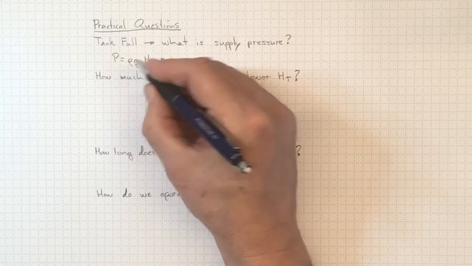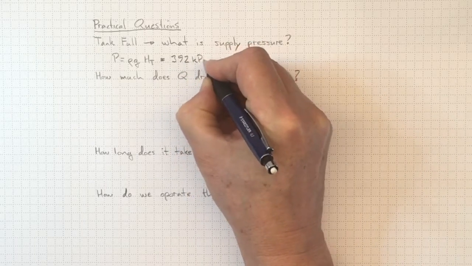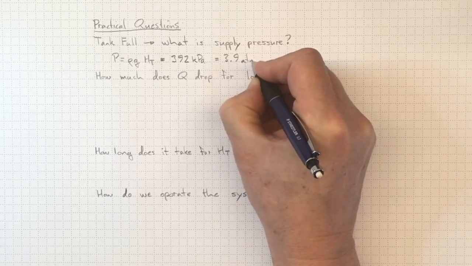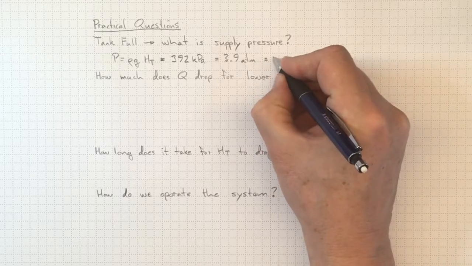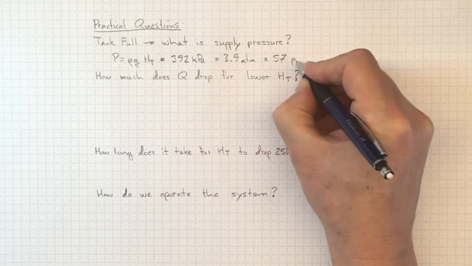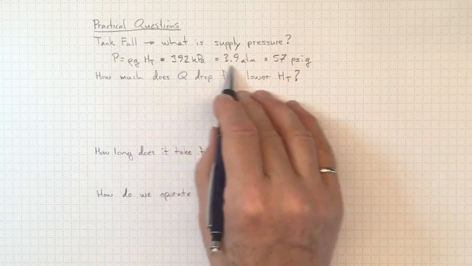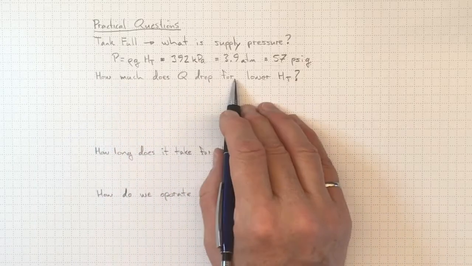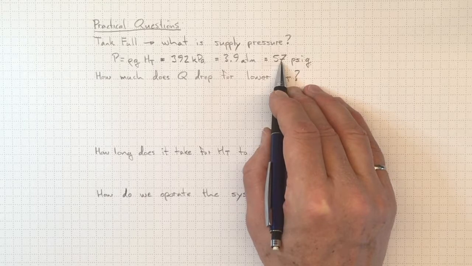And if I multiply that out, I'll get 392 kilopascals. That's about 3.9 atmospheres, so almost four times higher than atmospheric pressure, or in traditional units, 57 psi gauge pressure. So this is a typical sort of supply pressure that we might see arriving at our door in lots of domestic water supply situations. Now, our flow rate, if we had our full HT, we'd get the design flow rate.